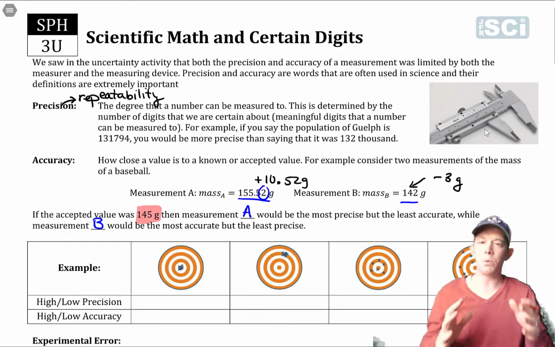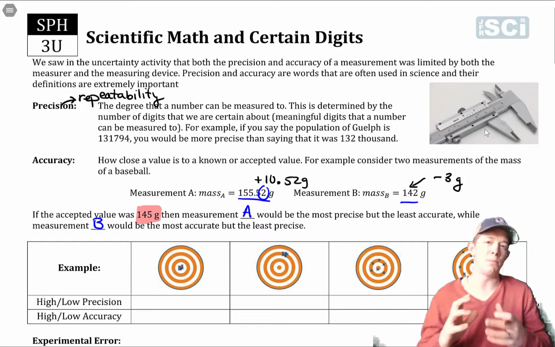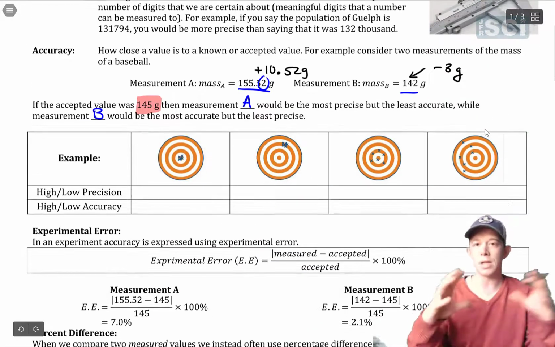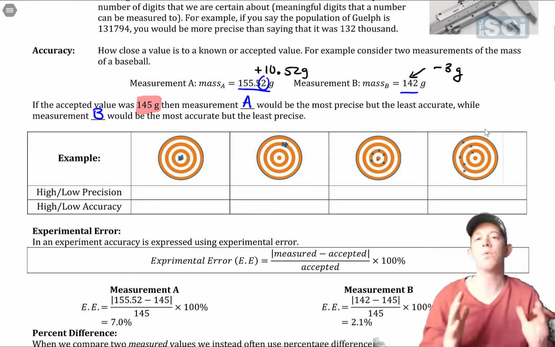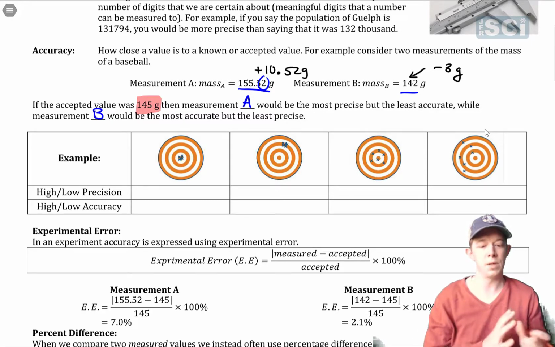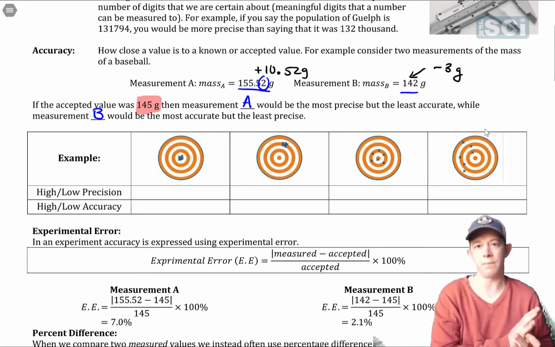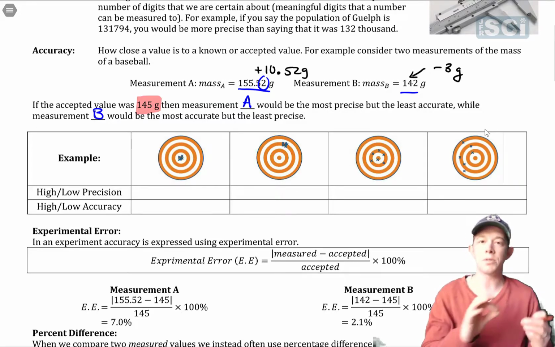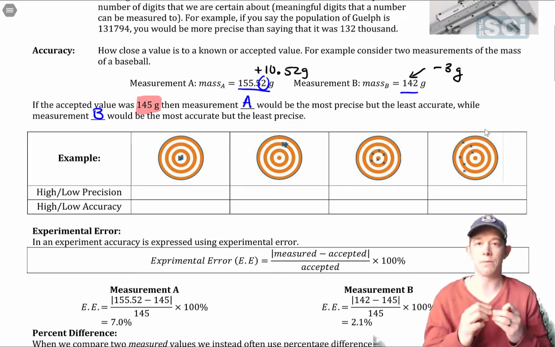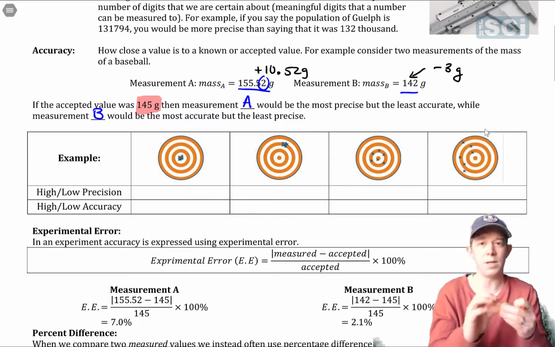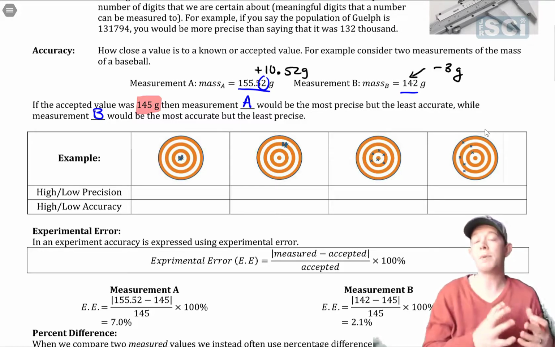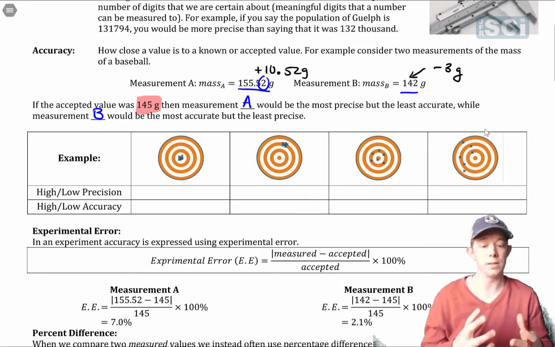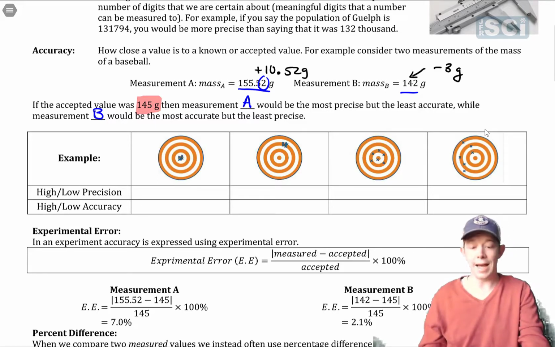Okay, so let's talk about what we mean by precision and accuracy a bit more. I have some bullseyes here for us to look at. These bullseyes give us a sense of what we mean by precision and accuracy. If I look at the very first bullseye, I would say that all of my measurements are very close to the accepted value, or the middle of our bullseye. If we accept that the middle is what we're trying to get to, then all of my measurements are really, really close to it, which would mean that my accuracy is very high.